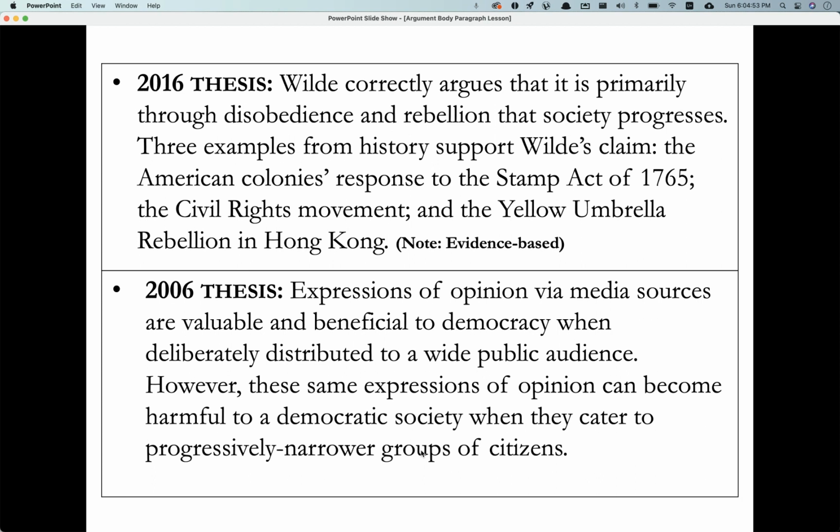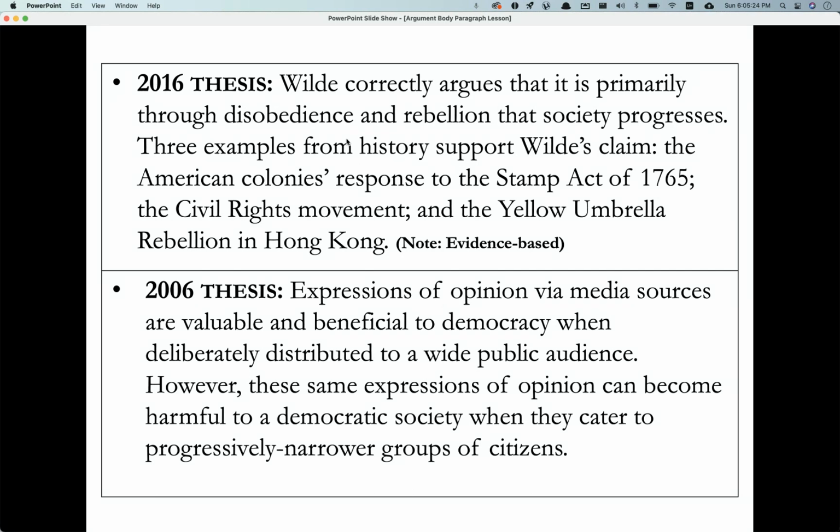All right, a couple notes on these thesis statements before we jump forward. Number one, the first thesis statement here, the 2016 thesis statement, is an evidence-based thesis statement as opposed to a claim-based thesis. And then down here you have a subclaim-based thesis statement. Up here for 2016, this is a thesis statement that is supporting the claim presented in the argument prompt.